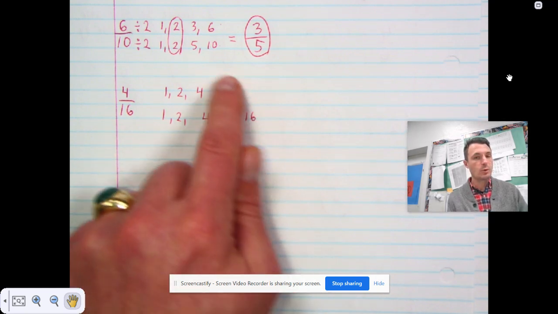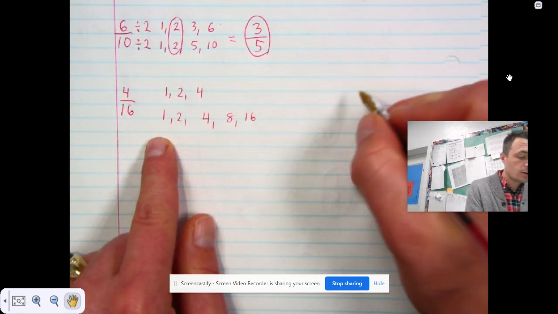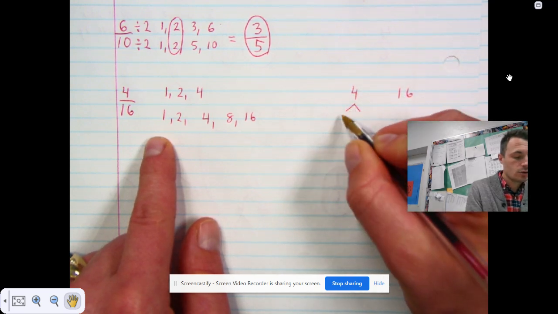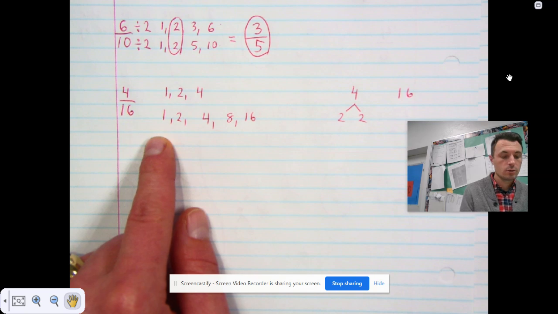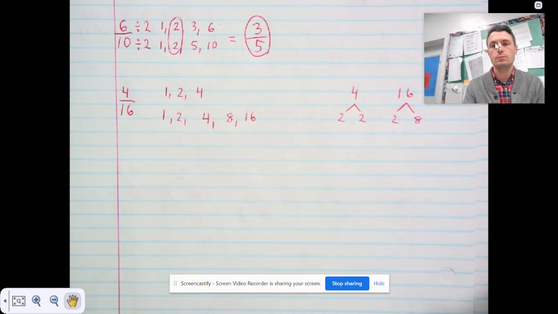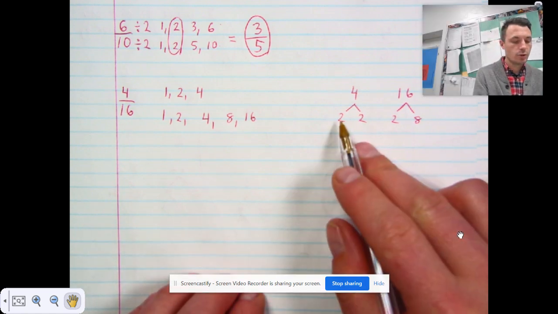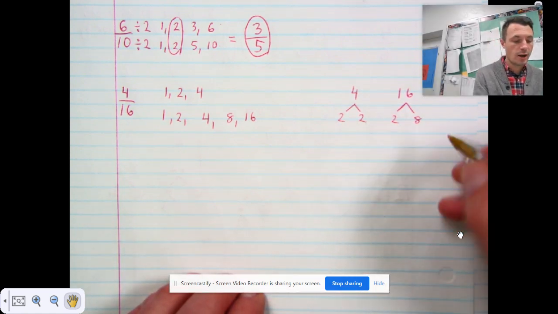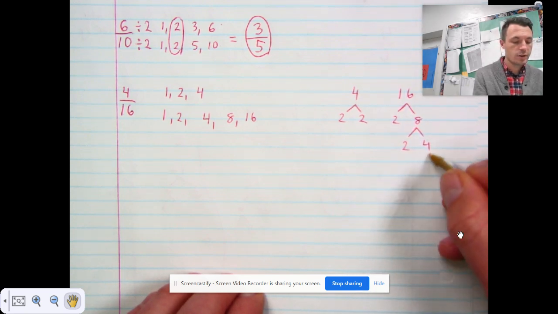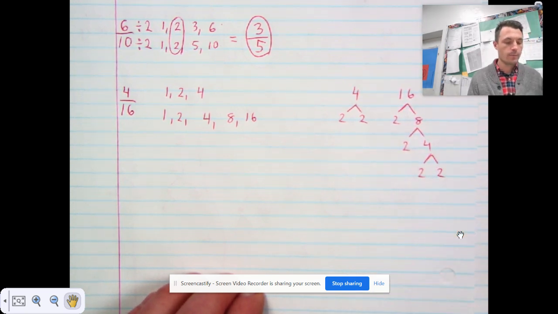And if you have a hard time doing it this way, you should do it this way with prime factorization. 2 times 2 is 4. 2 times 8 is 16. 2 and 2 are both prime. 2 is prime, 8 is not. 2 times 4 is 8. 2 is prime, 4 is not. 2 times 2 is 4.